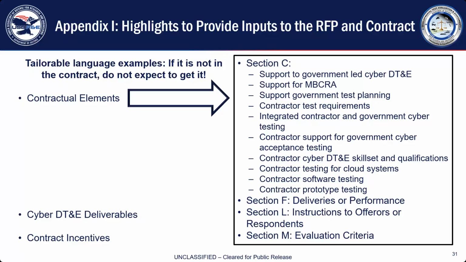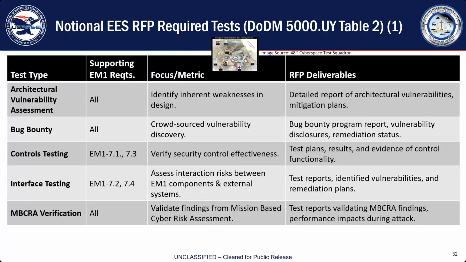You can see in section C, the statement of work, the variety of tailorable elements that the guidebook covers. And in particular, the developer is going to need to be in contract to be a member of the cyber working group. And the appendix has also considerations for deliverables and incentives. It's a long appendix, but I think it's worth the space it fills in the guidebook.